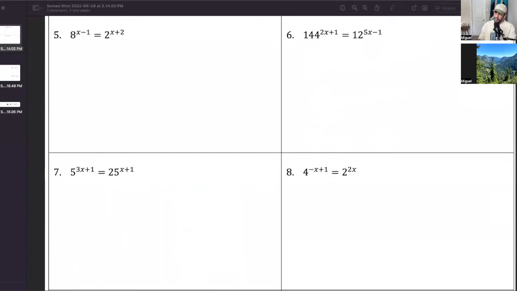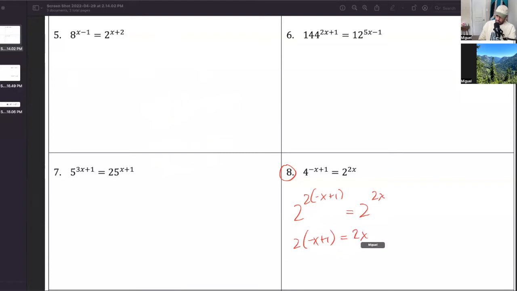Let's look at number 8. 4 on the left, 2 on the right as my base. So I can convert the 4 into a 2 squared. Then negative x plus 1 equals 2 to the power of 2x. And now I can set the exponents equal to each other.